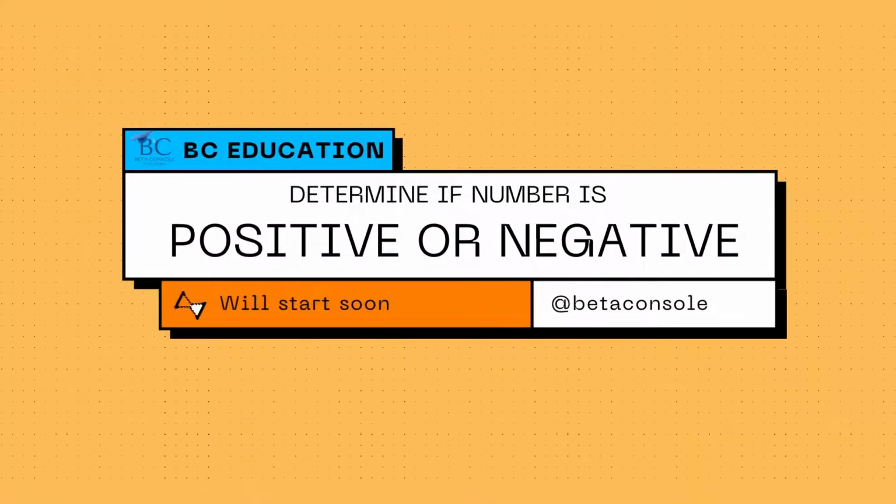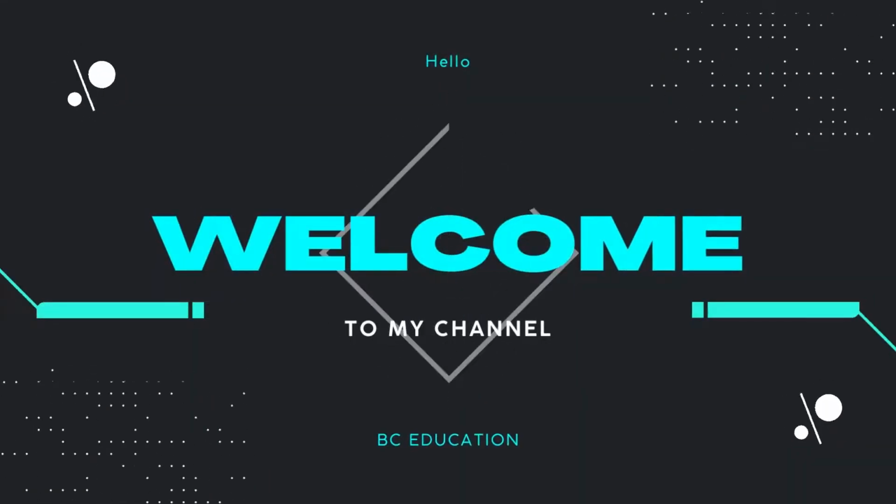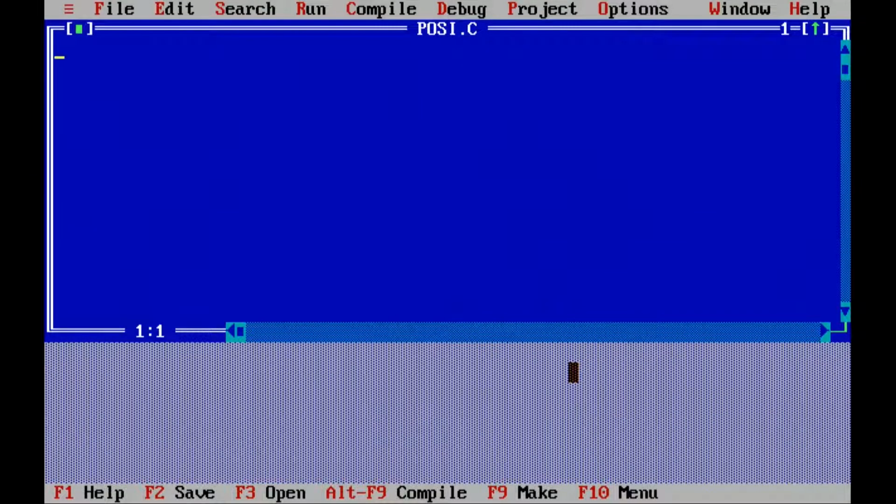Today in this video, we'll talk about the program which will determine whether the given number is positive or negative. Before writing the program, we should know the logic behind it. When we say the number is positive or negative, if the number is greater than 0, we call it a positive number. If the number is less than 0, then we call it a negative number. So let's write a program for this.